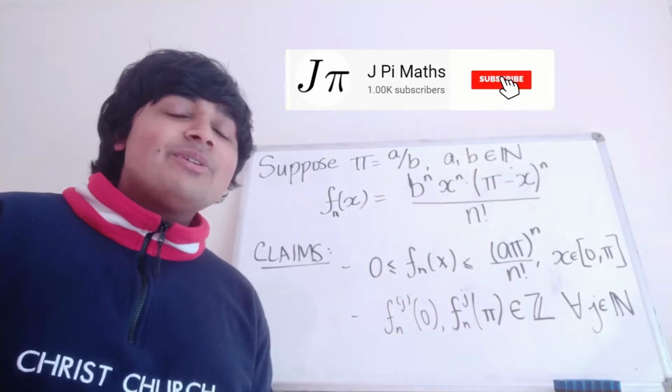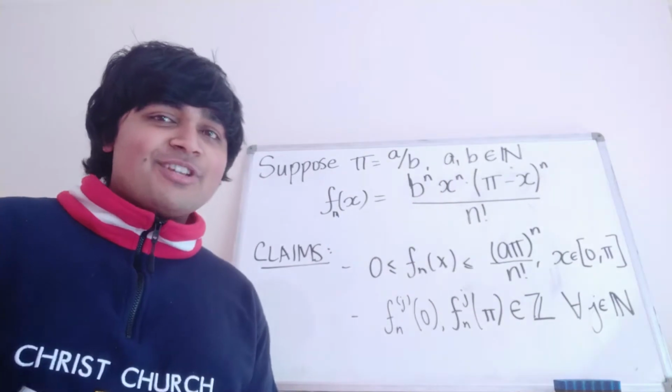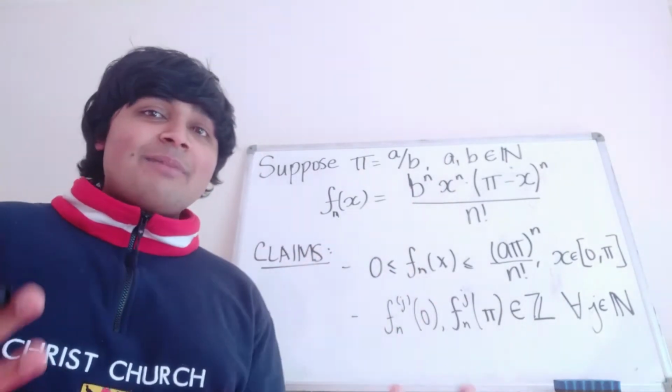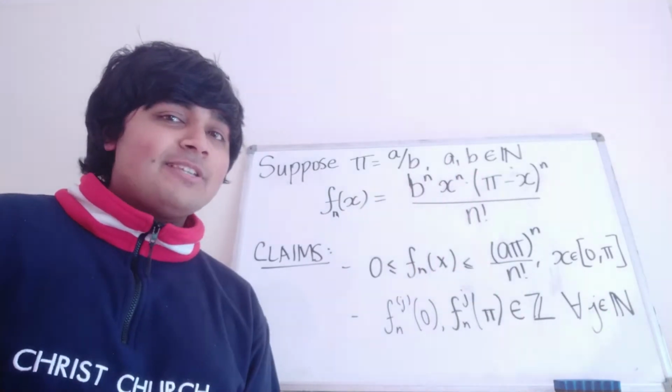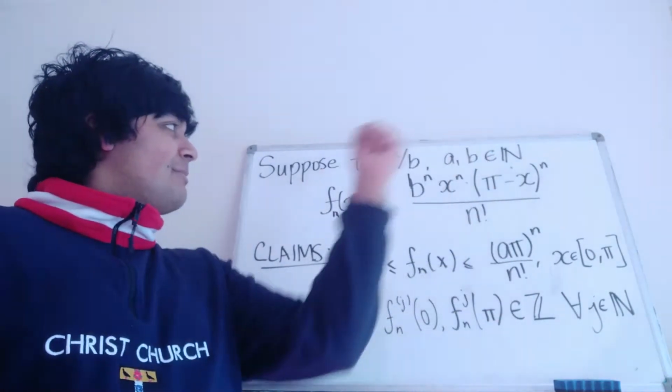Okay, so what we want to do is prove that pi is irrational, and the way we're going to do that is by proof by contradiction. So we're going to suppose for contradiction that pi is rational, so that means we can write pi in the form a divided by b, where a and b are positive integers. So we're going to suppose for contradiction that pi equals a over b, and a and b are positive integers.